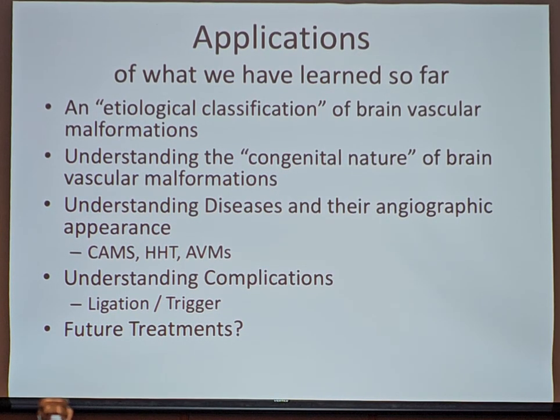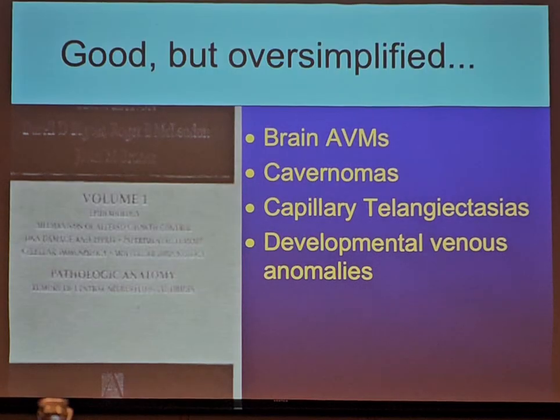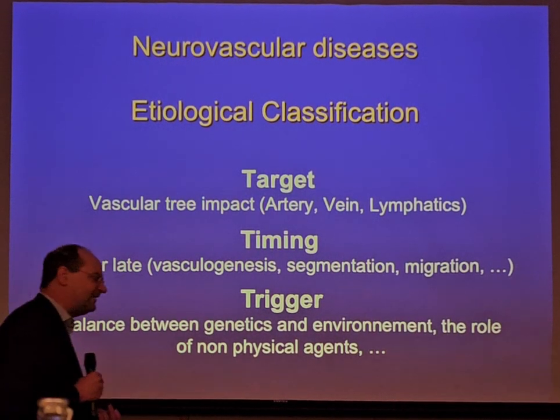When we are talking about etiological classification, you first have to understand what previous classifications were out there. There was, of course, the Russell and Rubinstein classification, who differentiated brain angioma, carcinoma, capillary telangiectasia, and venous angiomas. That was a good but oversimplified classification. And there's another classification that I believe is closer to our understanding of what a brain vascular malformation is. And that is the classification that Pierre Lasjaunias proposed, where he said the classification of vascular malformation needs to rely or rest on three different pillars.